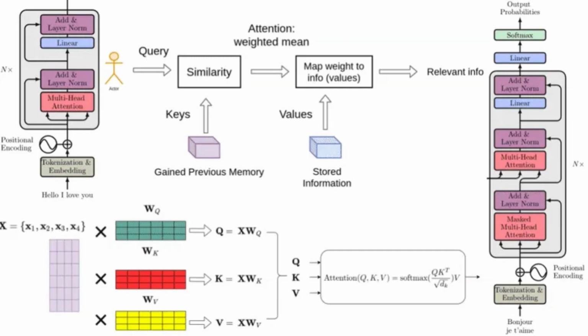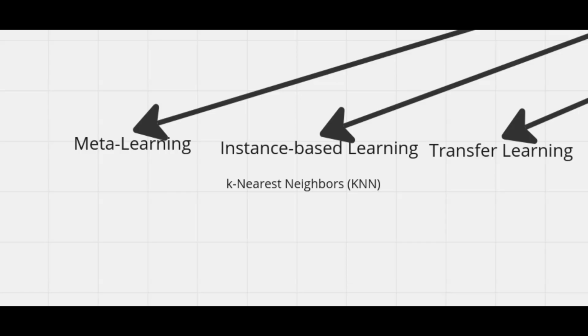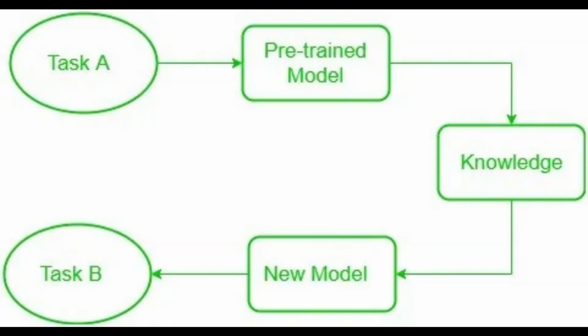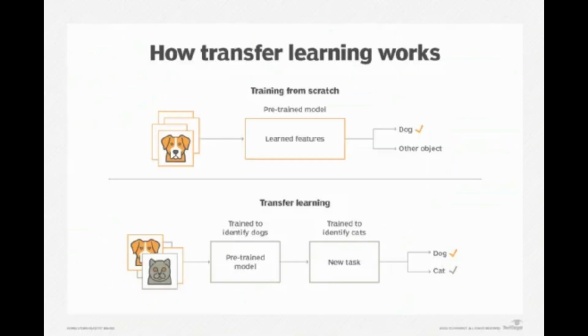And then we come to the fifth part, which is transfer learning. Transfer learning is basically reusing the knowledge gained from a pre-trained model on a new task. Imagine training a dog to identify a specific breed, then using that knowledge as a base to teach it to identify other breeds. This saves time and resources compared to training from scratch.